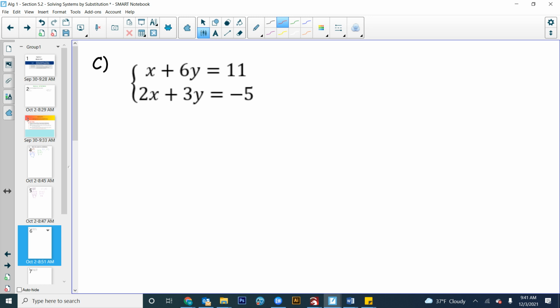If we tried to subtract 6y, it would be x equals negative 6y plus 11.